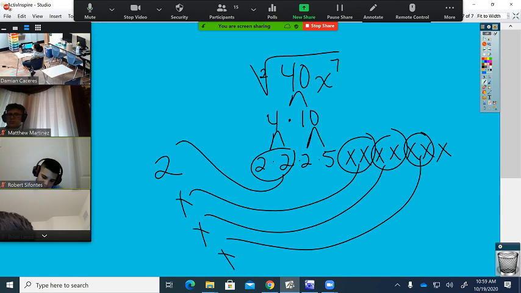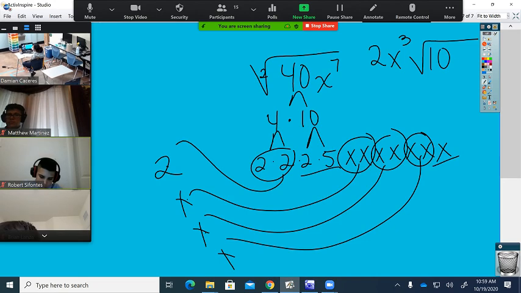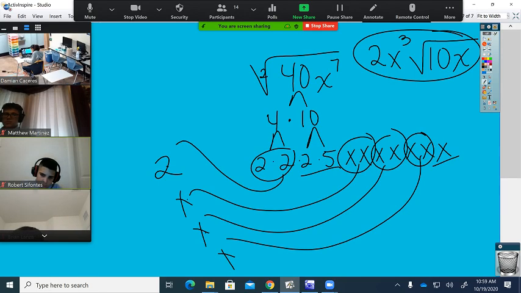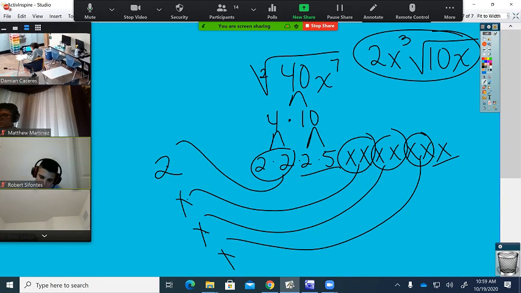You with me? Does anything else repeat twice? So my answer is going to be what I pulled out, which is 2x to the 3rd power, 3 x's, and what stayed in the radical? 2 times 5, which is 10, and that little x at the end. Don't worry, we're going to do a few practices.